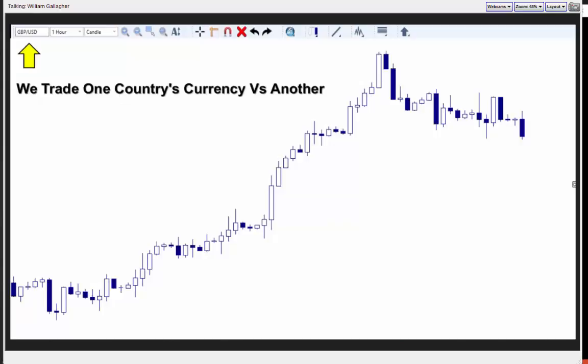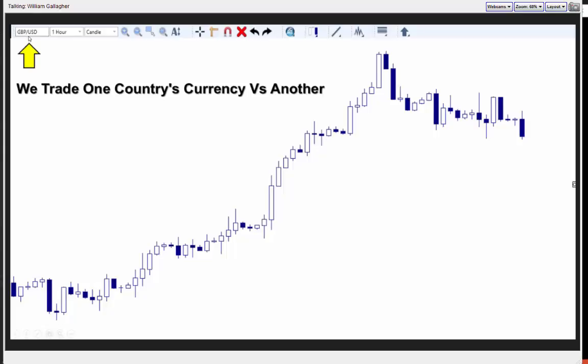So what I'm going to do is let's go in, and when I pull up my charts, let me explain to you what we're going to be looking at here. What you have in front of your screen right here is what's called a candlestick chart. We teach our students how to trade using candlesticks. I'll explain what that means here in just a second. But ultimately, what we do in this market is we trade one country's currency against another in an attempt to figure out which one's going to gain in value against the other.